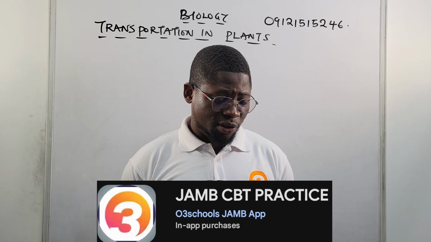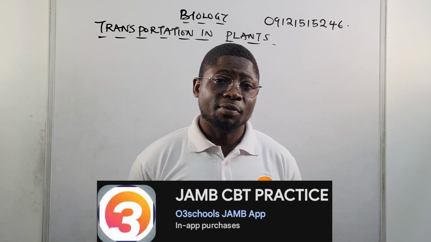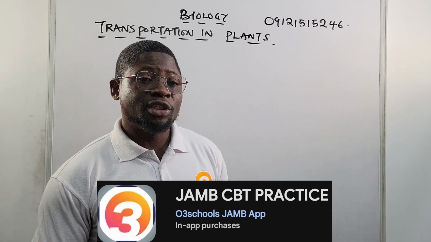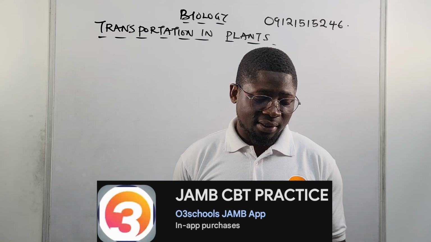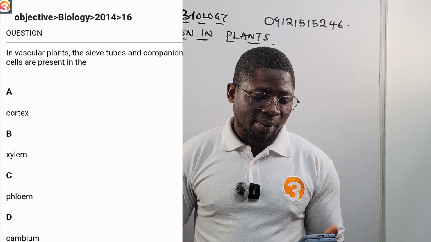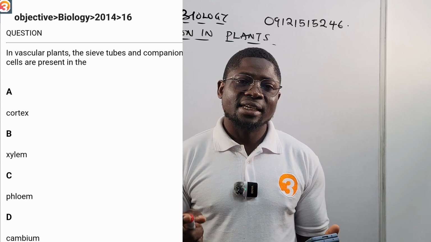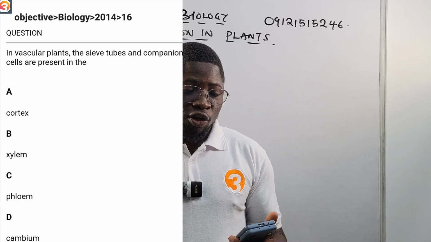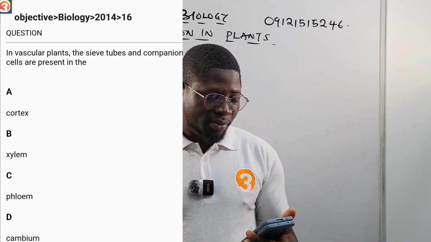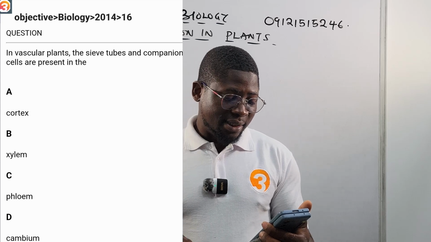Let us see a JAMB past question from the O3 School JAMB app before we begin. This is a biology 2014 question number 16. It says, in vascular plants, the sieve tubes and companion cells are present in the A says the cortex, B says the xylem, C says the phloem, D says the cambium.